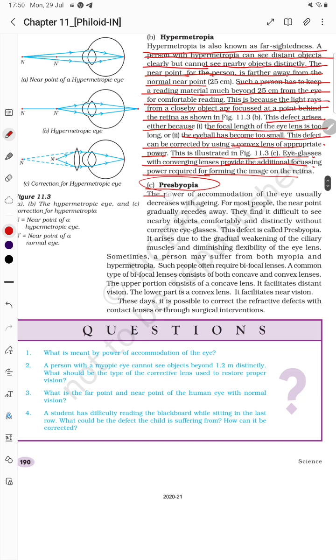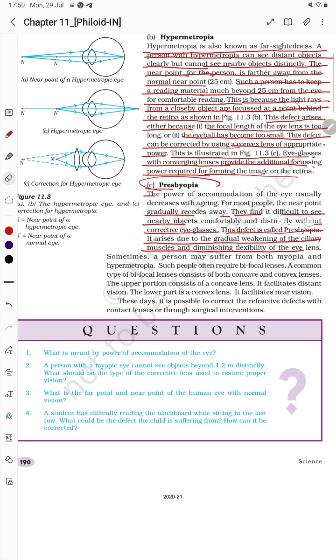Presbyopia. The power of accommodation of the eye usually decreases with aging for most people. The near point gradually recedes. They find it difficult to see nearby objects comfortably and distinctly without corrective eyeglasses. This defect is called presbyopia. It arises due to gradual weakening of the ciliary muscle and diminishing flexibility of the eye lens.